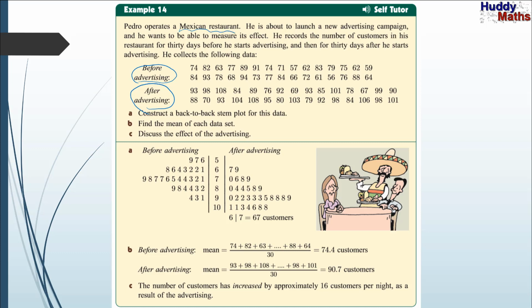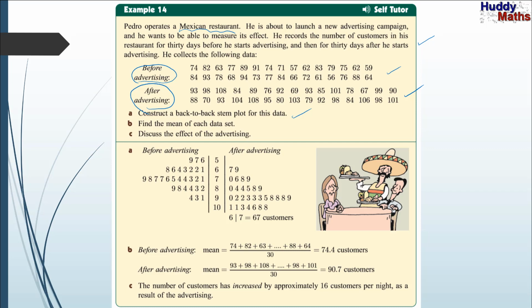He records the number of customers in his restaurant for 30 days before he starts advertising, and then for 30 days after. So that's before and that's after. How did the advertising work for him? So we're going to use the actual data values and no grouping or anything.